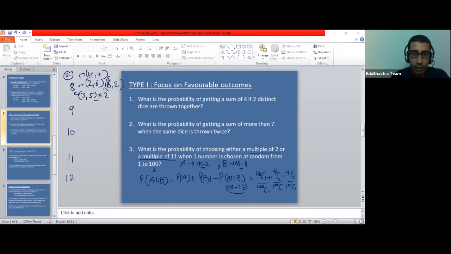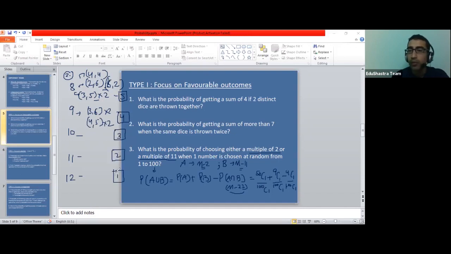So there are 5 cases in which a sum of 8 can be obtained. Similarly, getting a sum of 9 is 3,6, 6,3, so 2 cases, and 4,5, 5,4, another 2 cases. So 4 ways in total. Similarly, you can calculate for 10, 11, and 12. And in fact, they happen to be 3, 2, and 1, respectively.